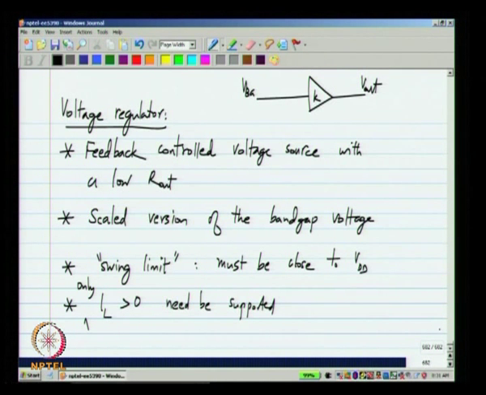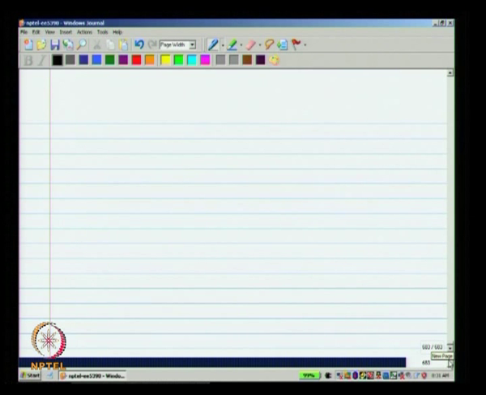And there are some other desirable features of a voltage regulator. We have already talked about a low dropout, if possible. Now, this is for a few different reasons.